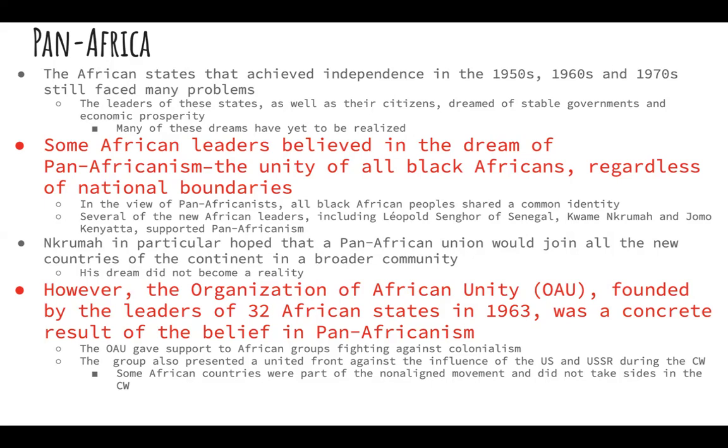Nkrumah hoped that a Pan-African Union would join all the new countries of the continent into a broader community. His dream did not become a reality. However, the Organization of African Unity, OAU, founded by the leaders of 32 African states in 63, was a concrete result of the belief in Pan-Africanism. The OAU gave support to African groups fighting against colonialism. The group also presented a united front against the influence of the U.S. and USSR during the Cold War. Some African countries were a part of the non-aligned movement and did not take sides in the Cold War.